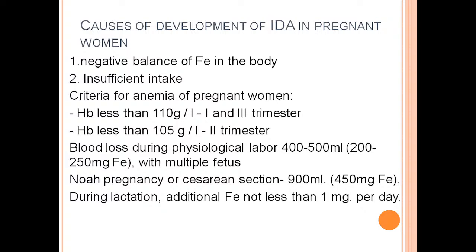Causes of development of IDA in pregnant women: negative balance of iron in the body, insufficient intake. Criteria of anemia in pregnant women. For what do we need it? You should understand what will happen with a newborn baby. Hemoglobin less than 110 grams per liter in the first and the third trimester. Hemoglobin less than 105 grams per liter in the second trimester.